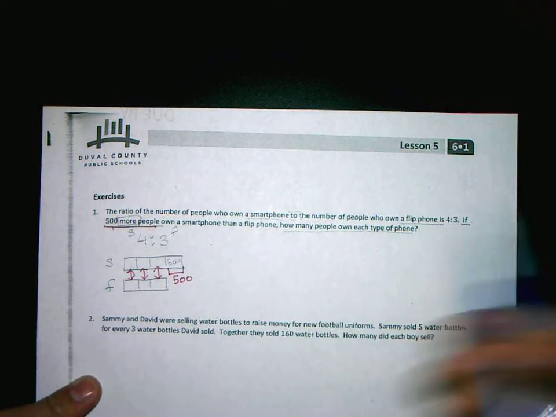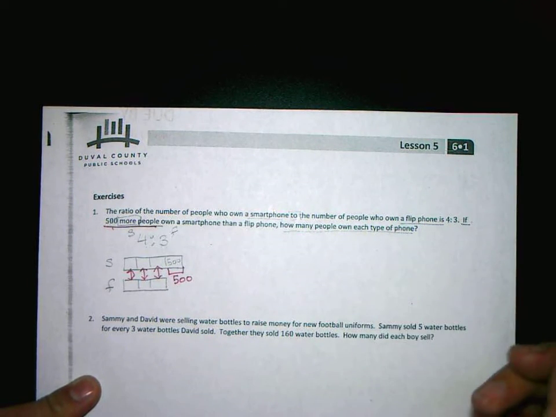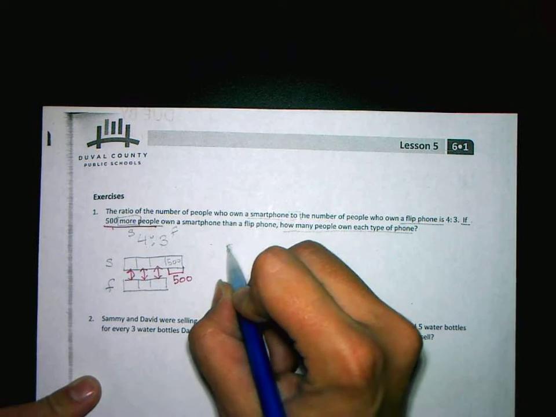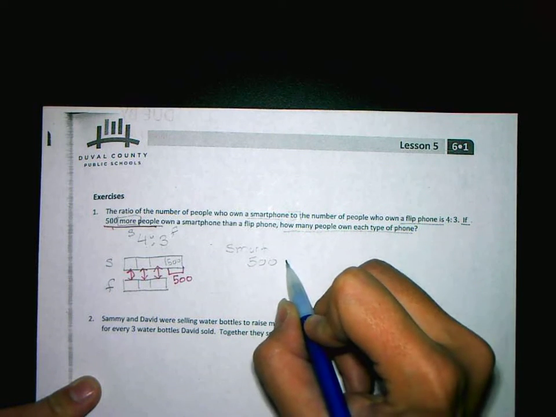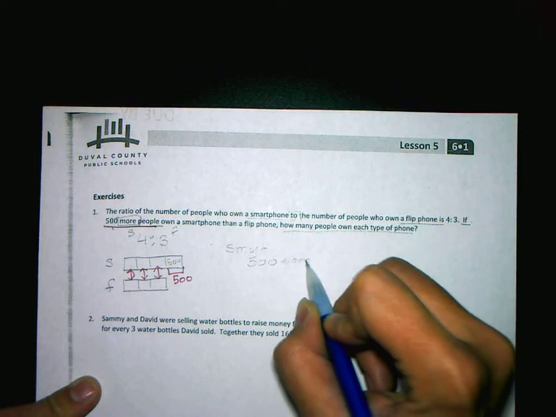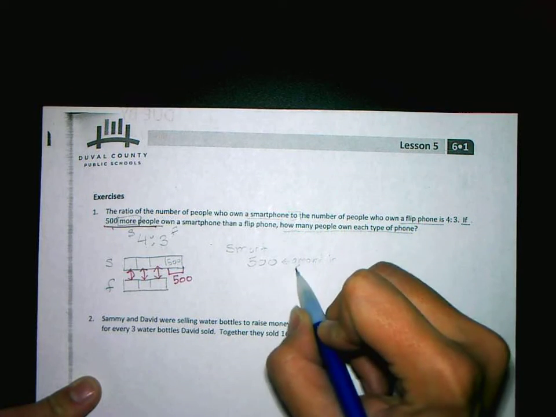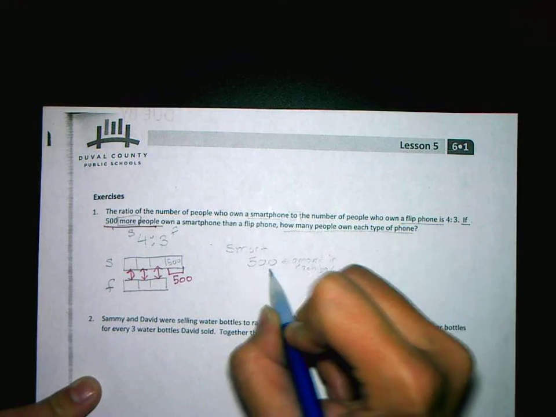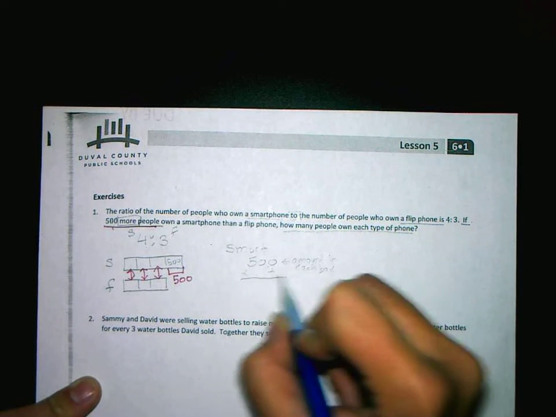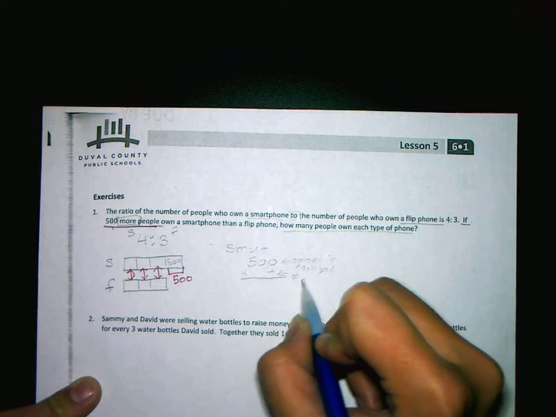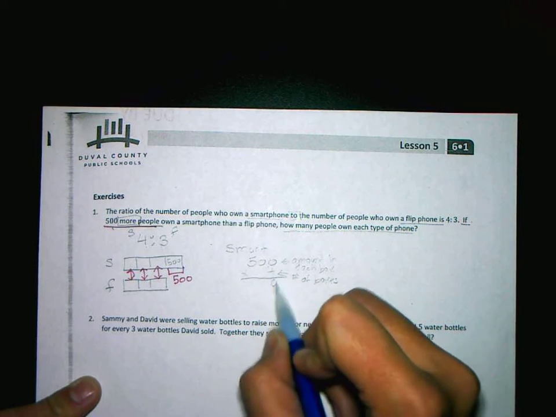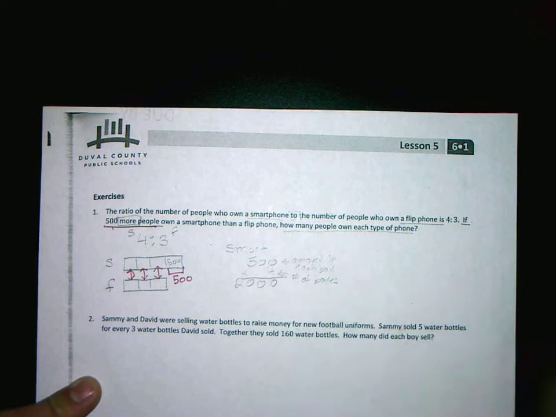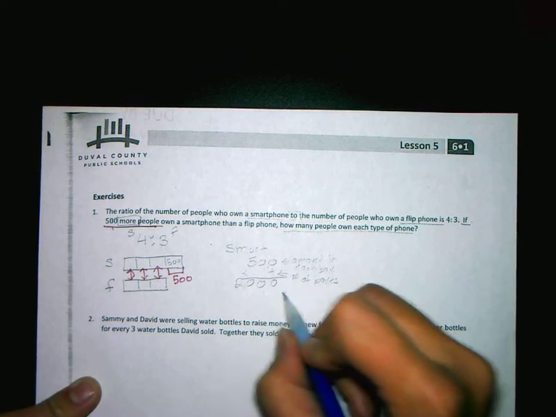I have to figure out how many people own each type of phone. Well, this is now easy at this point. Smartphones, I have 500, which is the amount in each box, times 4, which is the number of boxes. We've got 4 times 0 is 0, 0, and 20, so we've got 2,000 people own a smartphone.